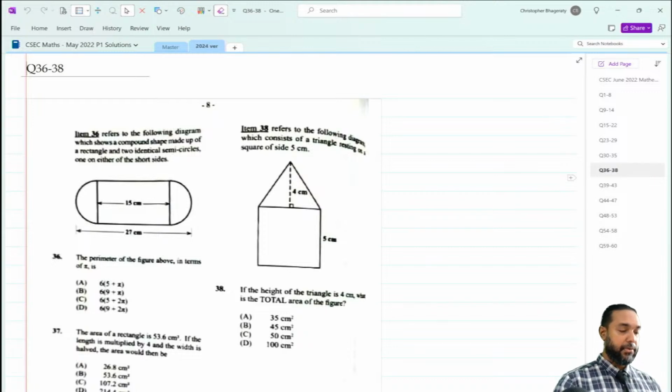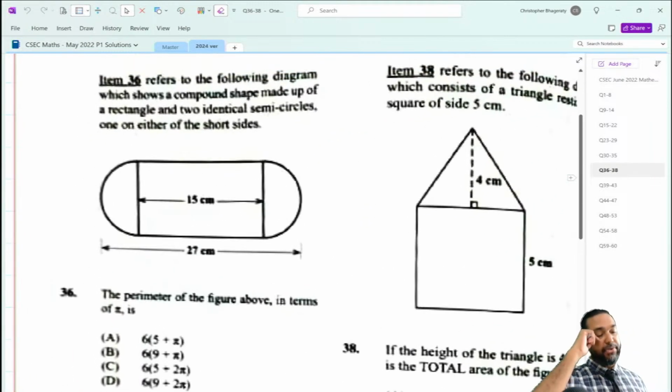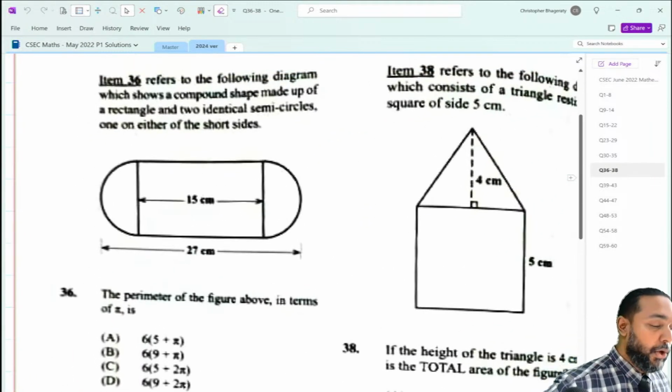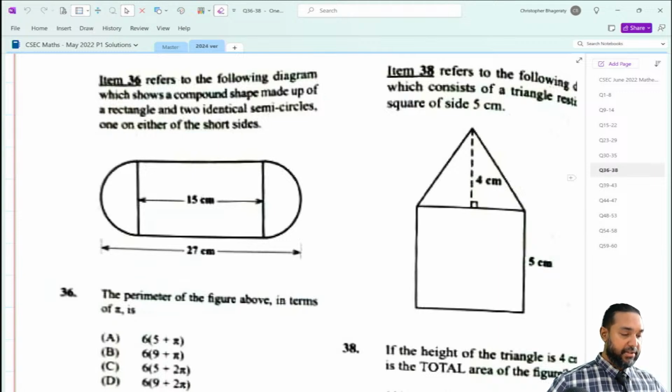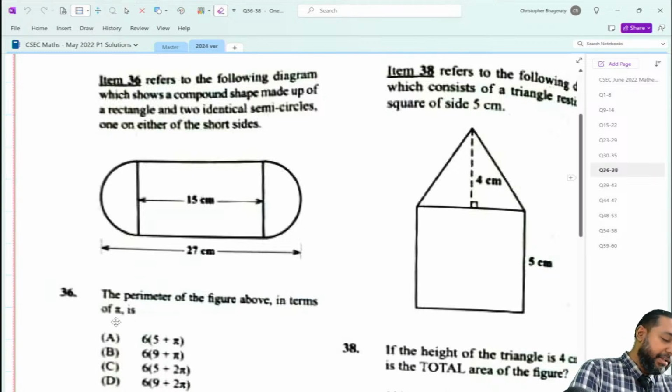Okay, we're going again. All right, okay, item 36 refers to the following diagram, which was a compound shape made up of a rectangle and 2 identical semicircles, one on either of the short sides. Okay, cool. The perimeter of the figure above in terms of x. Is x? Where did x come from though? Oh, it's pi. Oh, wow. That's pi. That is pi. My bad.